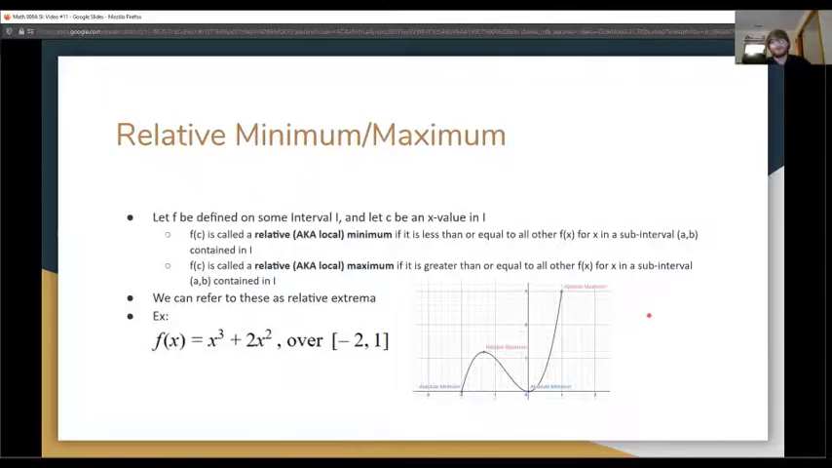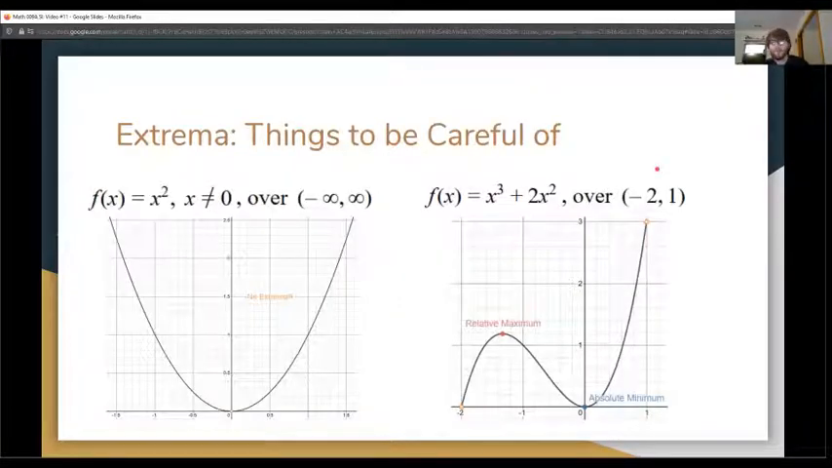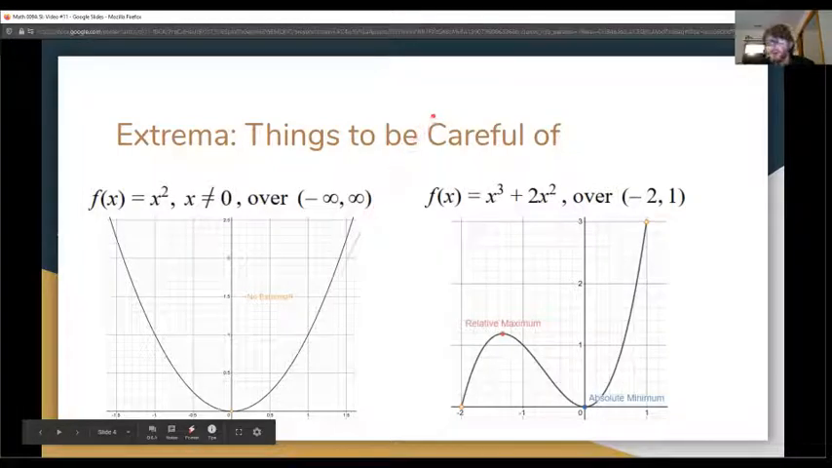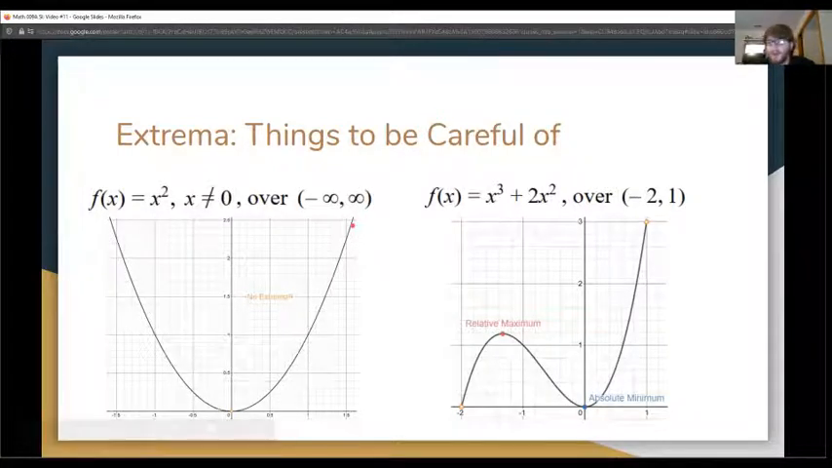Okay, moving on. Here's a couple of things to be careful of when we're dealing with extrema. This first example, f of x is equal to x squared, but x cannot be equal to 0, over the open interval -infinity to infinity. Here we see we have no extrema. Why is that? Well, like I mentioned before, without having that closed interval binding us, this parabola is going to continue infinitely high. So there's no absolute max because you could pick some really high number like x equals 500. You're going to get a pretty high number for f of x there. But you could always pick a larger number and it's always going to be higher.